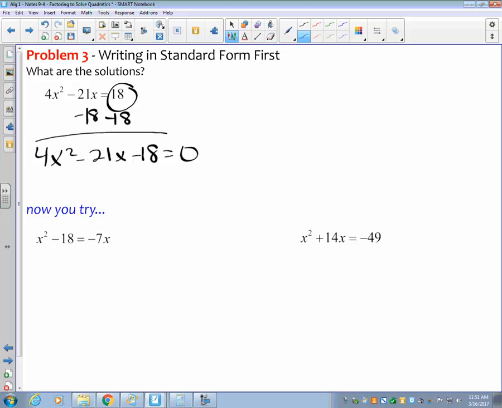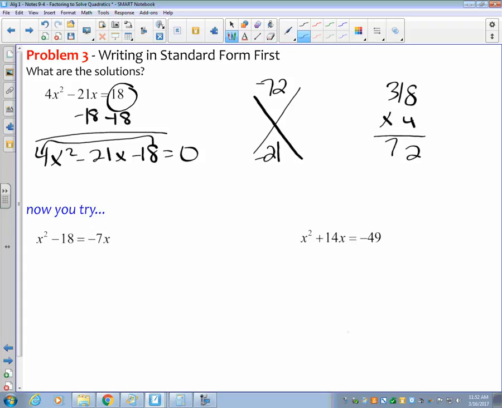Right? So we're going to X method this one. So 4 times negative 18, goodness gracious. 4 times 18 is 72, and negative 21. Which two numbers multiply to give us negative 72 and add to give us negative 21?